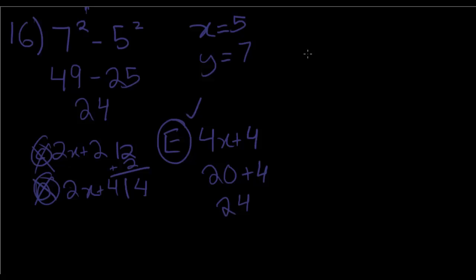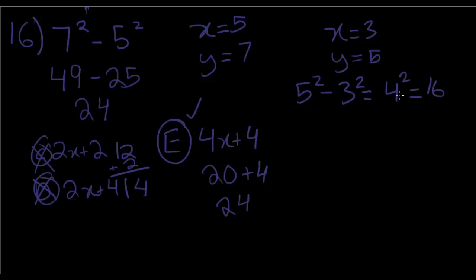Now, if you want to check, you can use another set of consecutive odd integers, like x is equal to 3 and y is equal to 5. 5 squared minus 3 squared is equal to 4 squared by the Pythagorean triple, if you can remember that. So it's equal to 16. 4x, which is 4 times 3, which is 12, plus 4 is also equal to 16. So you can see that this will work with all consecutive odd values of x and y, where y is greater than x. So that is the correct answer.